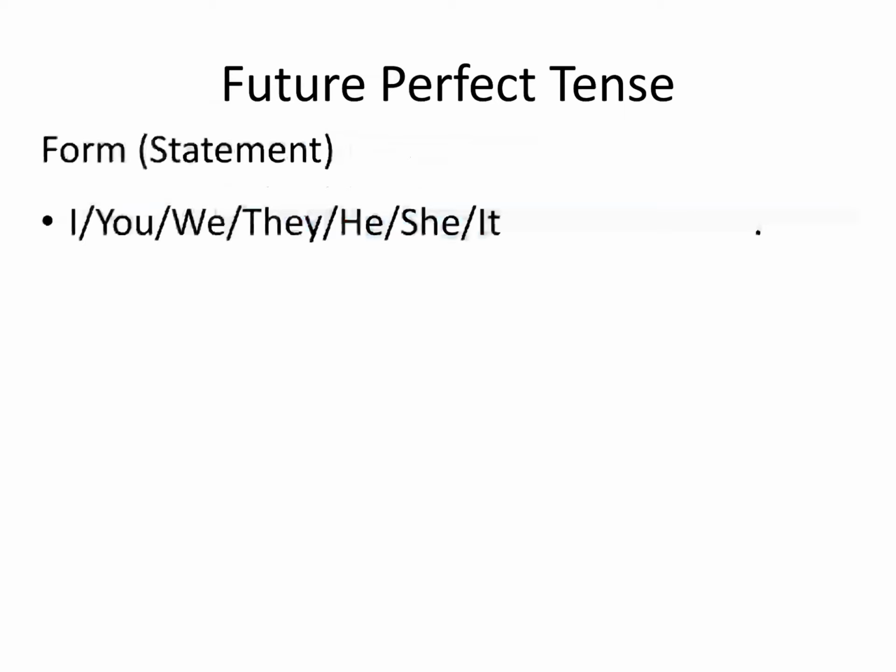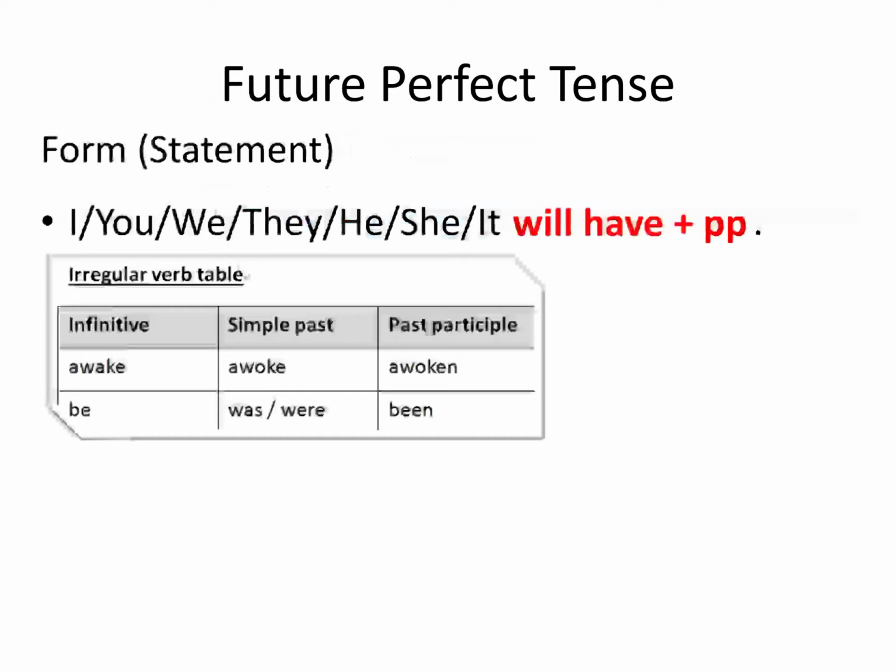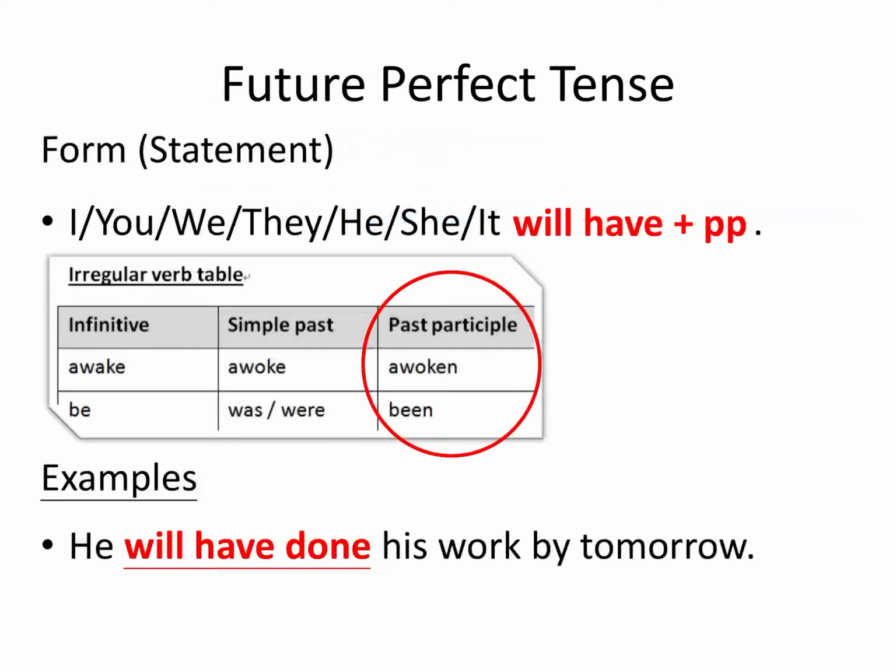How does the word have look like in future tense? Yes, it is will have. That's why a future perfect verb has three parts. That is, will, have, plus pp. Let me remind you again that pp refers to past participle, which is the last column of the verb table.